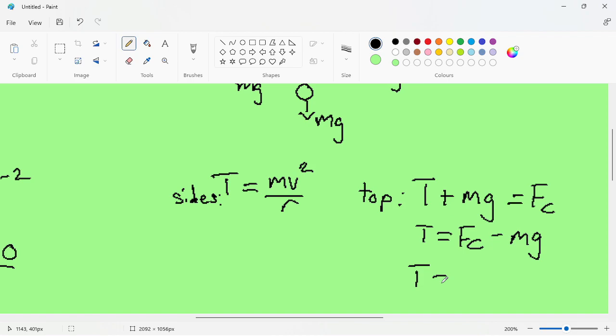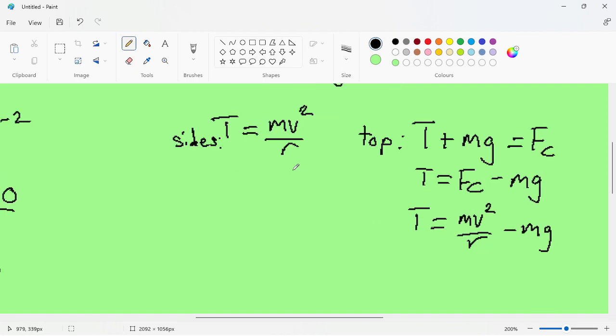All right, let me just write it down here as well. So centripetal force is mv squared over r. Here, tension is equal to mv squared over r. Here, tension is equal to mv squared over r minus mg. Something is being subtracted from mv squared over r, which means the tension here is going to be less than the tension at the sides, according to these two equations, right? Now let's go to the bottom.